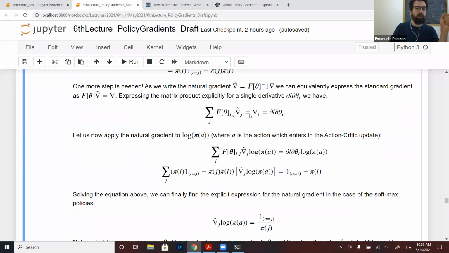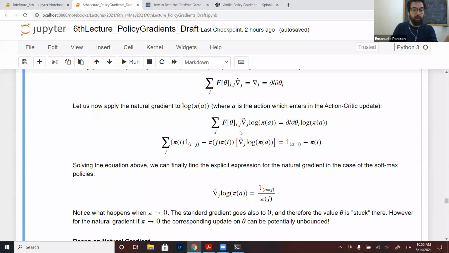So it's a matrix product. If I want to determine element i, I have to sum over j of the matrix element ij and over element j here. Now we know that we want to apply it to the logarithm of the policy, because this is our end goal. So we plug it here. We apply all this term to the logarithm, and we separate the two. On the right, we already know the solution: if I do the derivative of the logarithm of the policy, I have 1 minus pi.